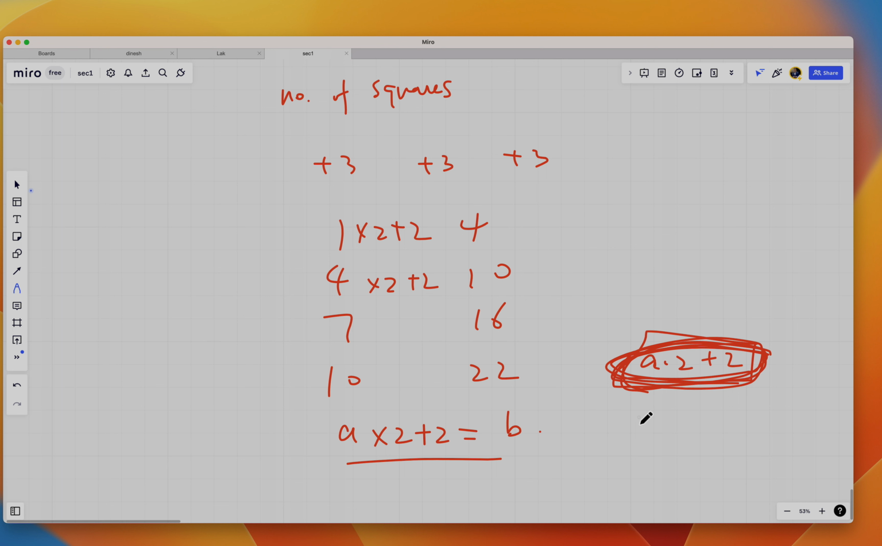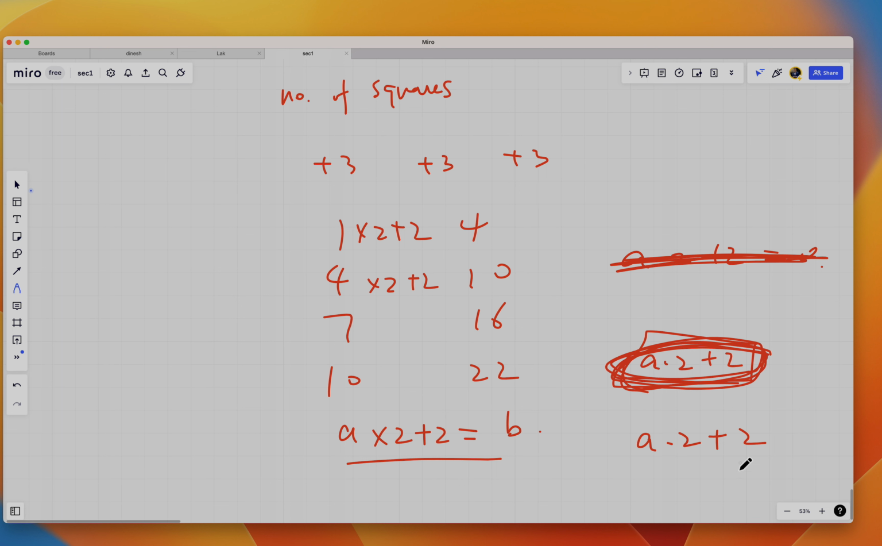Just divide by 2. Why do you want to divide by 2? So that you can find A. What? This is an expression. There is no way for you to find A. When can you find A? When this is an equation, then you can find A. I'm not giving you an equation, I'm giving you an expression. What is your first thought?